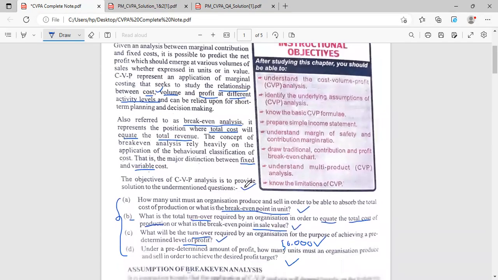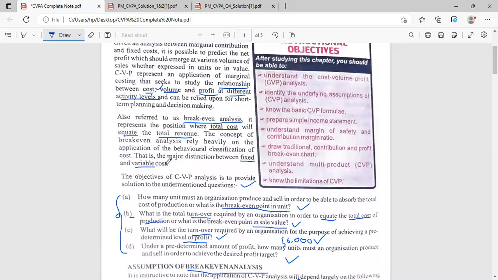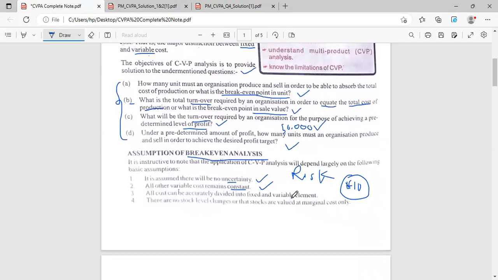Remember, I told you that for you to understand CVP or break-even, you must understand fixed and variable costs. So you should be able to tell which cost is fixed and which cost is variable. Where you are given a figure of, let's say, 500 naira, and they say this figure is known as total cost, I know total cost simply means fixed cost plus variable cost. Are you getting me? For the purpose of CVPA, you need to be able to determine how much of this 500 naira is fixed cost and how much of this 500 naira is variable cost.